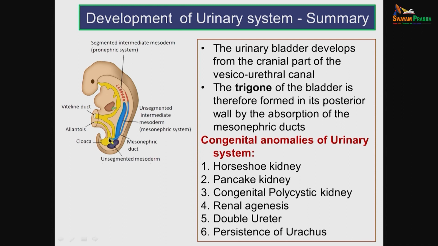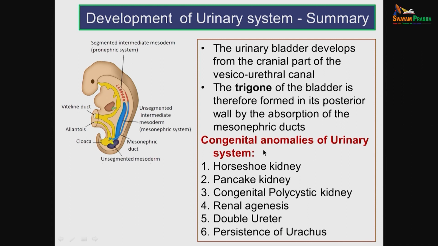This part of the mesonephric duct gets absorbed into the bladder, and this is going to give rise to the trigone of the bladder. Since the mesonephric duct is mesodermal in origin, the trigone of the bladder, which is formed in its posterior wall by absorption of the mesonephric ducts, is mesodermal in origin, while the bladder which develops from the vesico-ureteral canal is endodermal in origin.